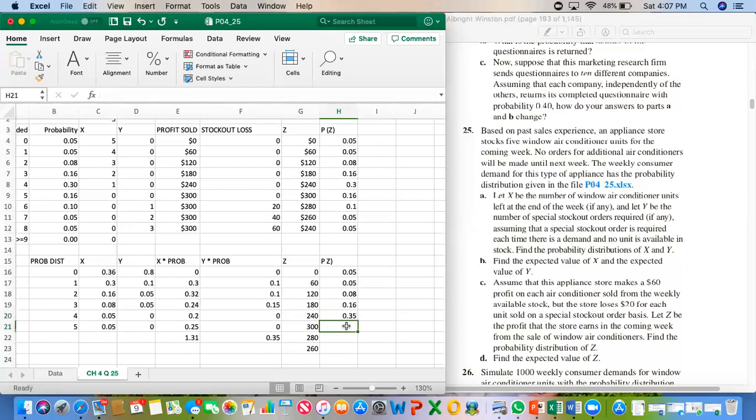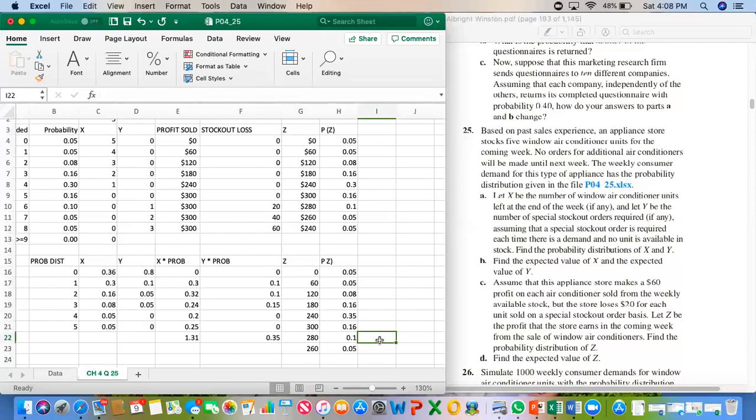Okay, the next one is 0.01. No, not 0.01. 0.1. Right, go to the 300. 0.16. There you go. 0.16. Yep. Okay, 280, 0.1. Correct. And 260, 0.05. Excellent. You now have the probability distribution of Z, correct? Yes. Just like we did with all.